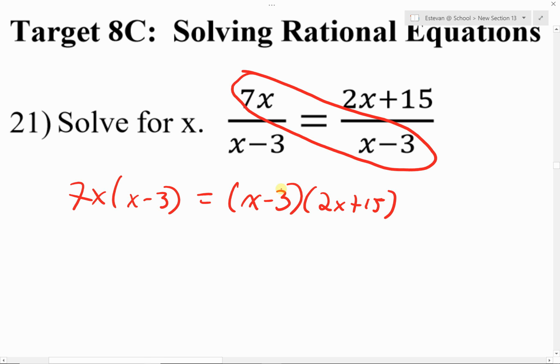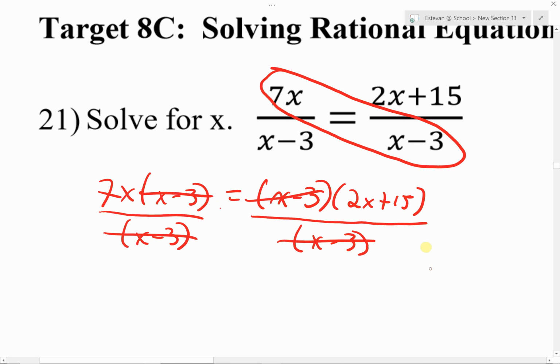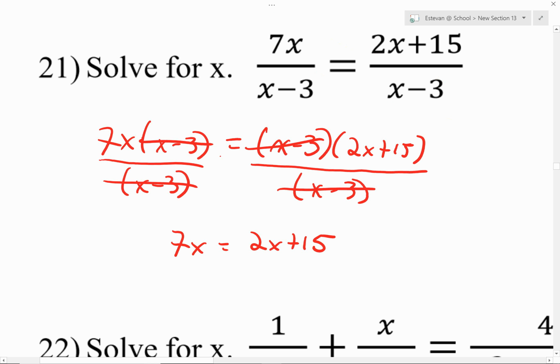And then you want to get rid of, maybe let's go with the x minus 3. So you divide both sides by x minus 3. The x minus 3's will cancel. Then you have 7x is equal to 2x plus 15. So they both end up the same way.